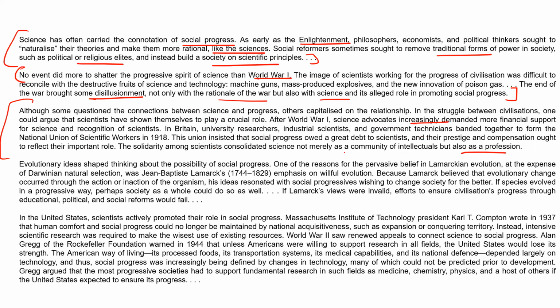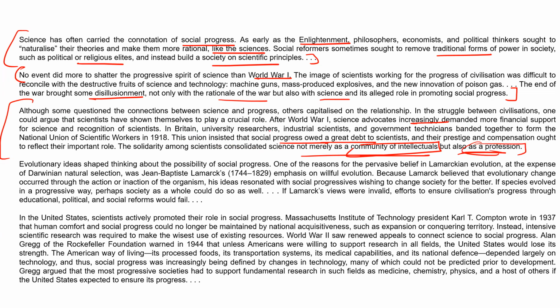And in Britain, one National Union of Scientific Workers was established. And it carried the opinion that the social progress owed a lot to scientists. And therefore, whatever their prestige or their compensation should be, that should reflect the role. And solidarity among scientists consolidated science. So science was now not just a community of intellectuals, but it could be regarded as a profession also.